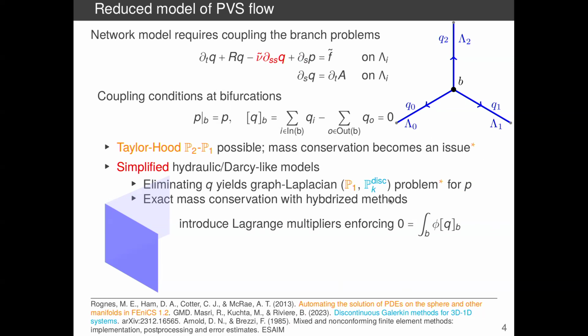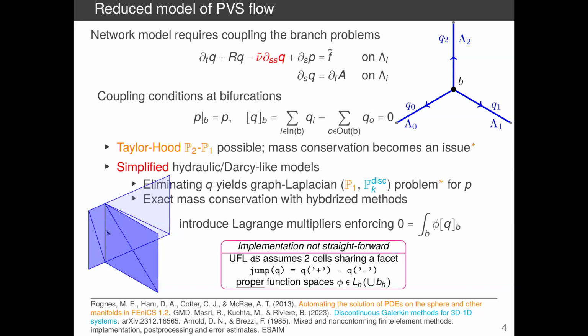So the correct way to address the mass conservation issue is to follow these ideas of hybridized mixed methods and introduce Lagrange multipliers that enforce the conservation of mass in the bifurcation point. So these are tricky concepts from the point of view of FEniCS, because these are spaces that are in a point. And we also need to make sense of this jump, because it's hard-coded in the standard FEniCS assembler that the jump is the difference between two facets, and this interior facet integral only assumes two facets.